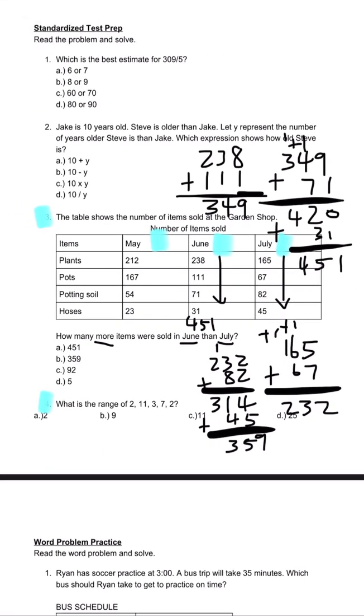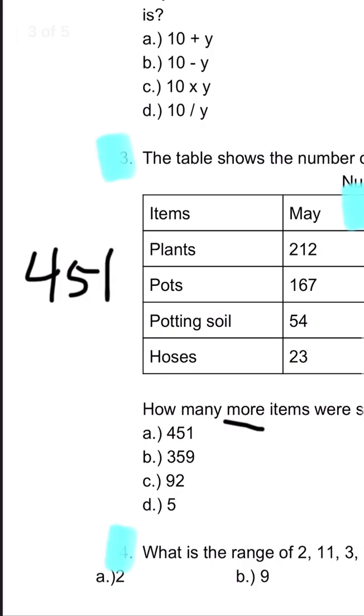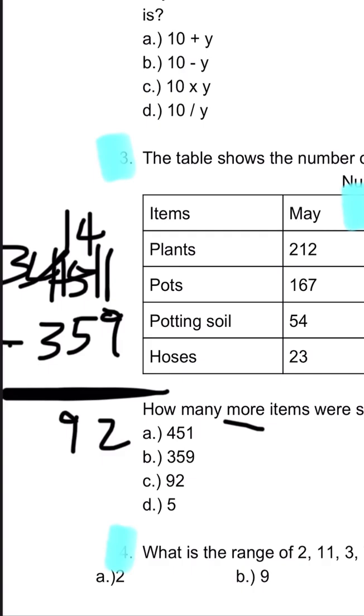So what we're going to do is we're going to take our two values, which are 451 and 359, and subtract them. So I'll do it over on this side. Okay, borrow from here, borrow, and 11 minus 9 is 2, 14 minus 5 is 9. So our answer is 92.